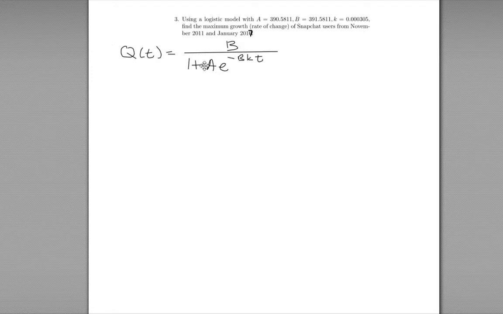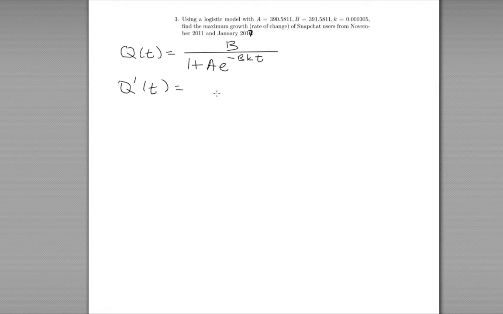However, this is not what we're supposed to be maximizing. They're not looking for when there is a maximum number of users. They're looking for maximum growth. When did the maximum growth happen? In that case, they're looking for the maximum rate of change. So we're going to find the rate of change of the number of users. We're going to take the derivative because the derivative is the rate of change.